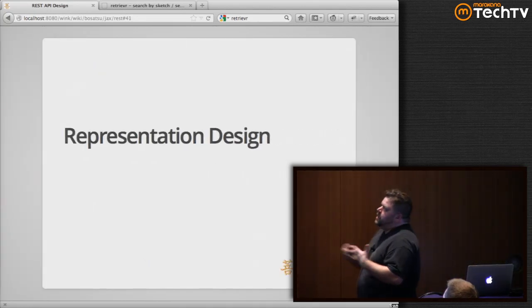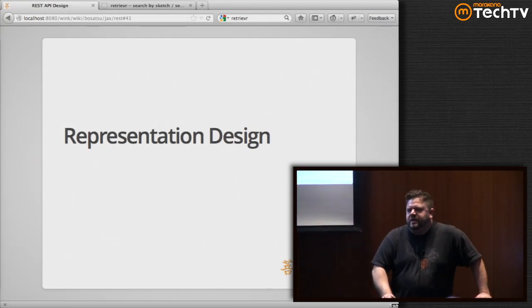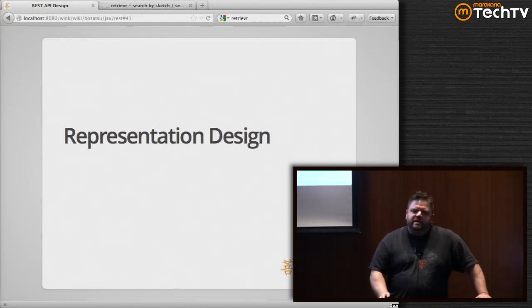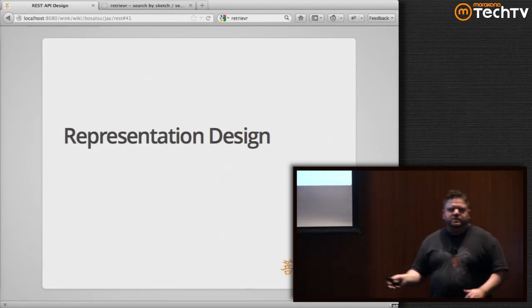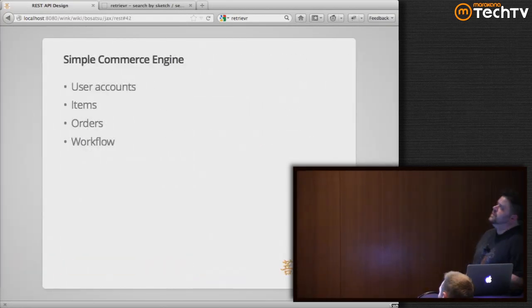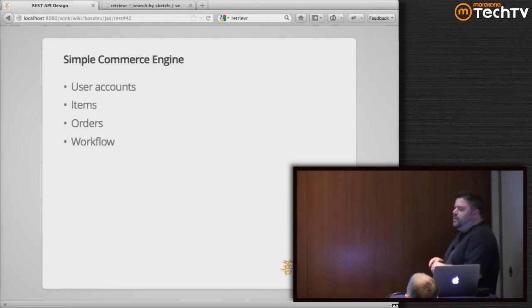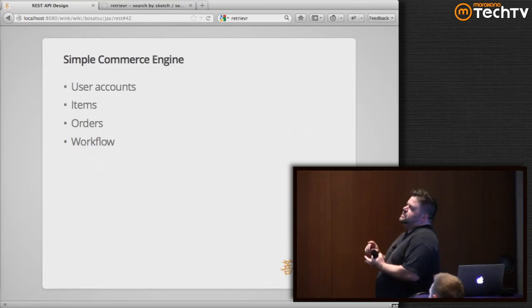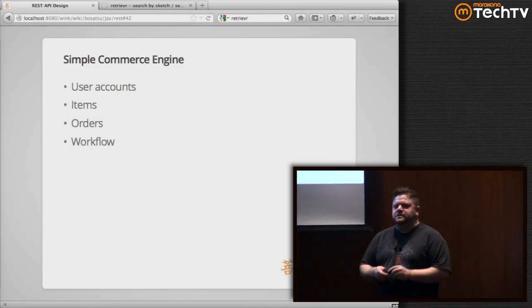All right, so I want to talk about some general guidance. These are not hard and fast rules. These are just things that I've run into. I tend to design things first in XML and then add JSON and other kinds of support. Most of these ideas transcend any particular representation expression. So I'm not trying to bias you towards XML. In this commerce domain that we're going to talk about, I want resources that have to do with users and items and orders. And I want to have some kind of workflow expressed in the representations themselves.